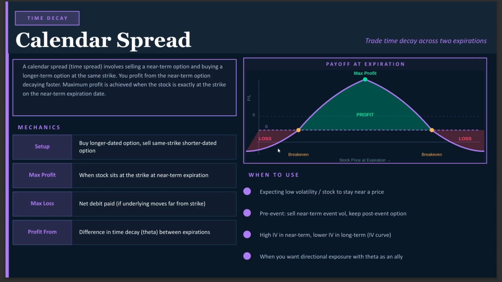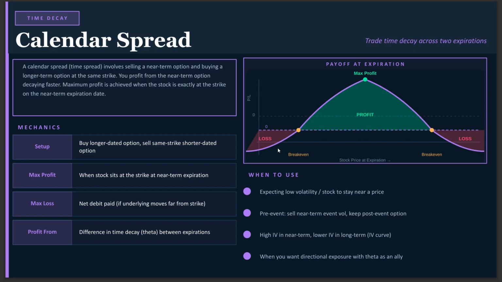We're selling near-term volatility, and we're keeping post-event options. So a calendar spread can be really good if you're selling into earnings. You could sell the short leg into earnings and then buy the long leg post earnings, and that's technically a calendar spread where you're capturing the implied volatility.